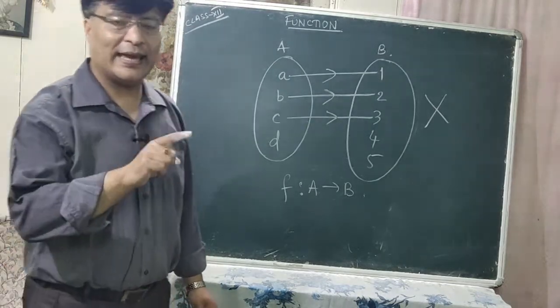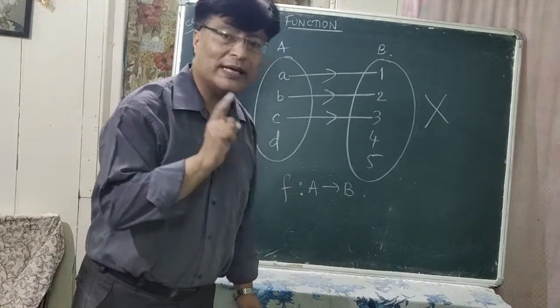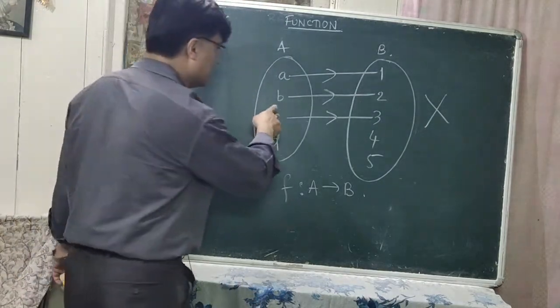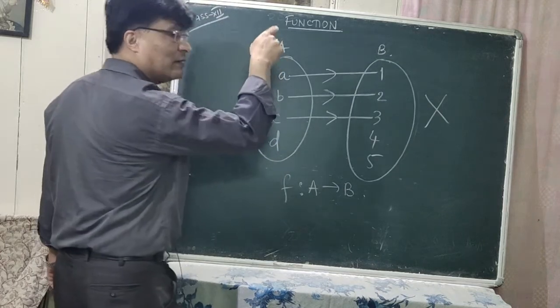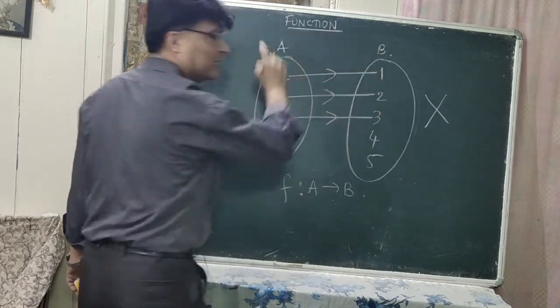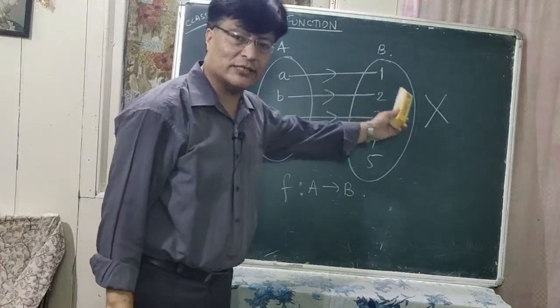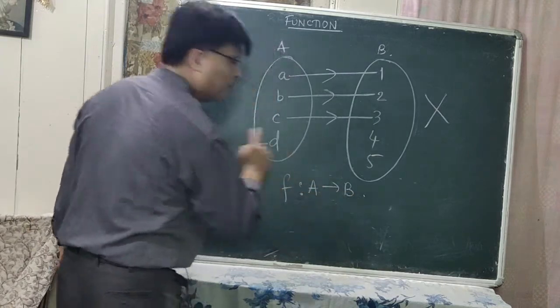So let us write down the definition of function. Let A and B be two non-empty sets. Then there exists a rule f which associates to each element x belonging to the set A a unique element f of x in B, is known as the function from the set A to the set B, and we write it as f such that A to B.